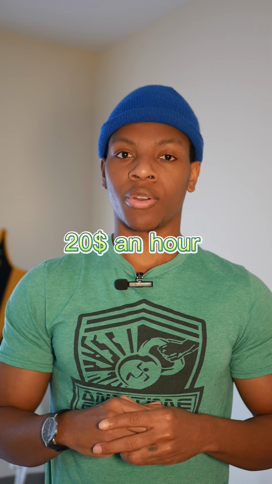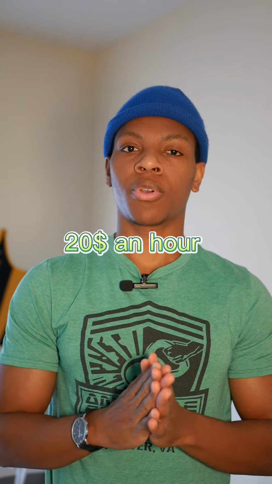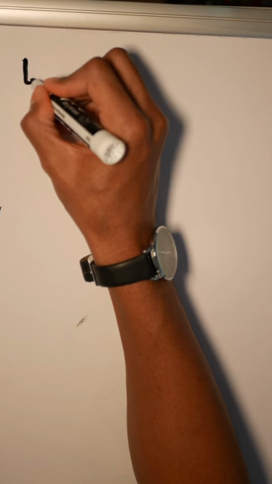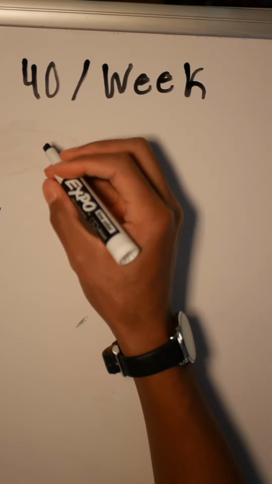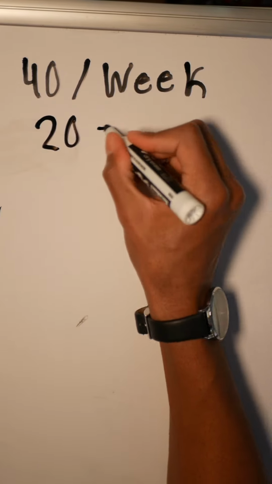So you make $20 an hour and you want to figure out how much rent you can afford. Don't worry, I'm going to take the stress off your shoulders by doing the math for you. Let's get it. I'm going to assume you have a full-time job, so you work 40 hours out of the week, and your pay rate is $20 an hour.